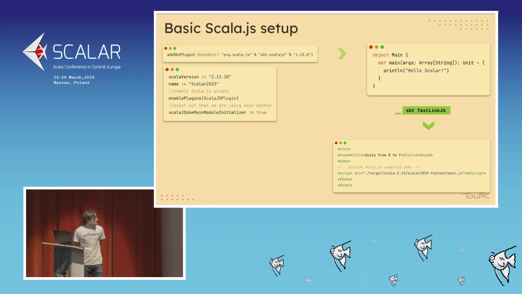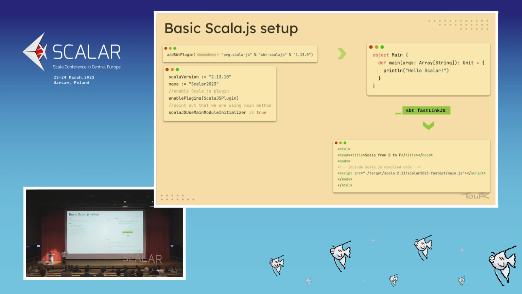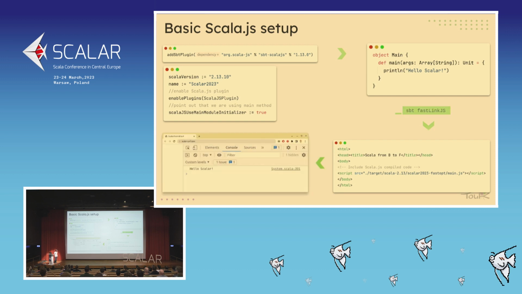We are using fastLinkJS, and what we end up with is this file, which we've created, and it's a JS file. It has our code compiled to JavaScript, and we've included it in an HTML page like a normal script, and there we have our results. That's all you need to do to start working with Scala.js with Scala.